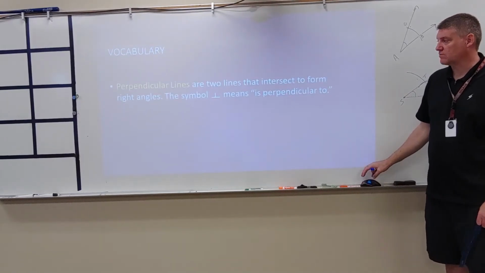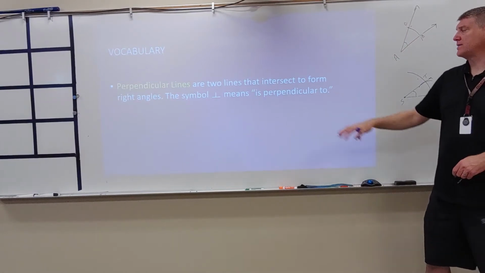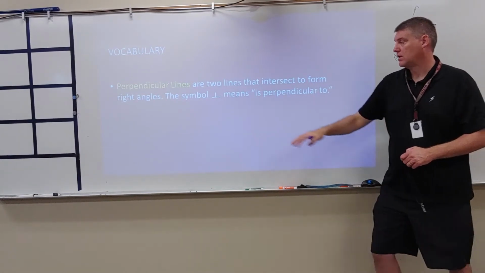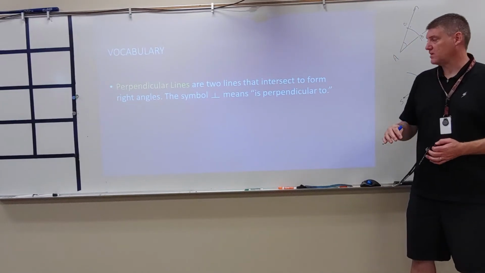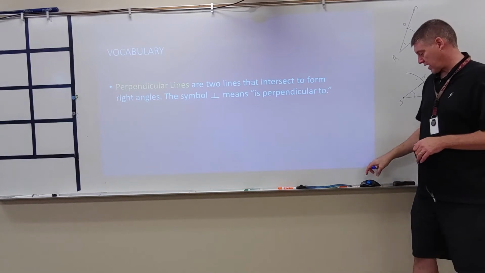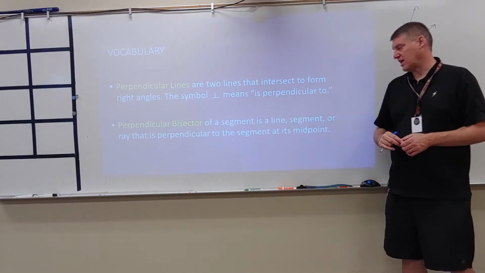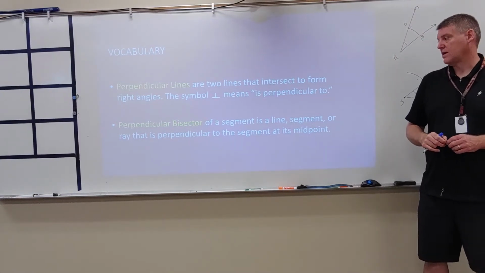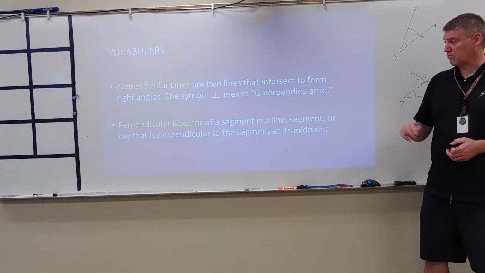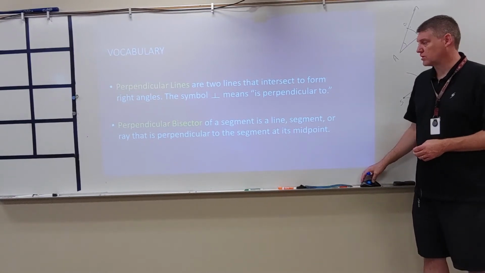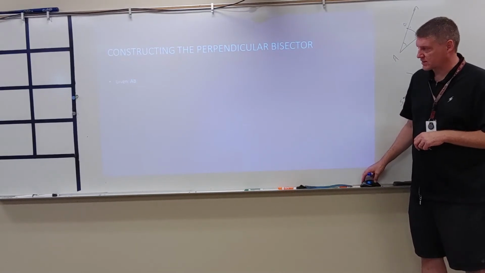Okay. So we've got some vocabulary. Perpendicular lines are two lines that intersect to form a right angle. The symbol here means "is perpendicular to." So perpendicular means they intersect to form right angles. A perpendicular bisector of a segment is a line, segment, or ray that is perpendicular to a segment at its midpoint. So it's going to break that segment into congruent pieces. So we're going to construct a perpendicular bisector.